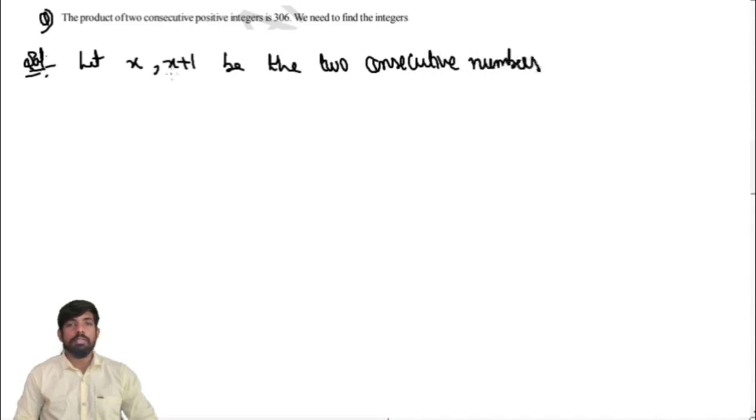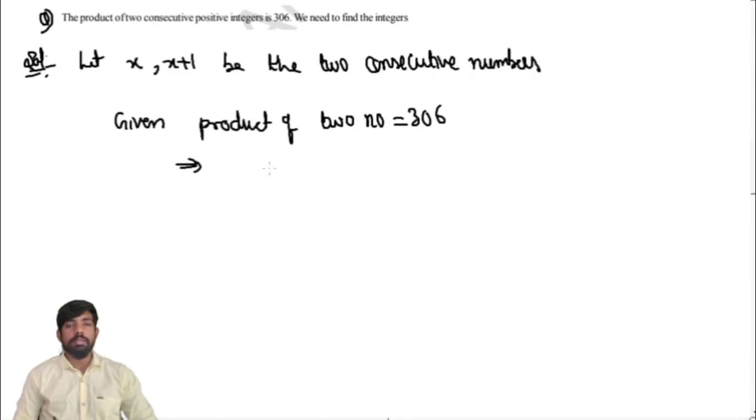X and x plus 1 are the two consecutive positive integers whose product is 306. What is given? Product of two numbers equals 306. So product means multiplication. Here we consider x and x plus 1, so x into x plus 1 equals 306.